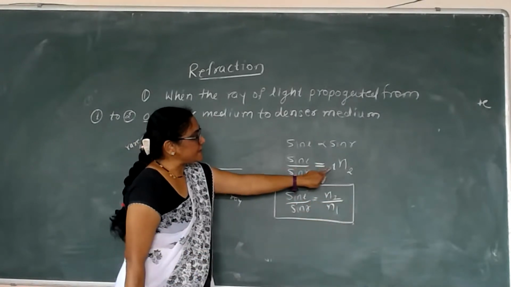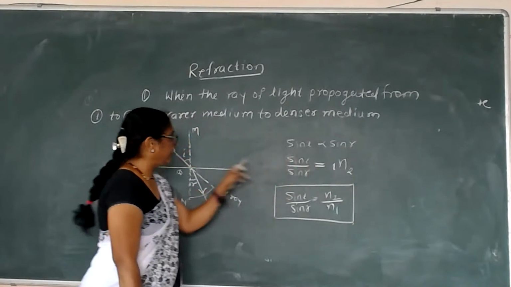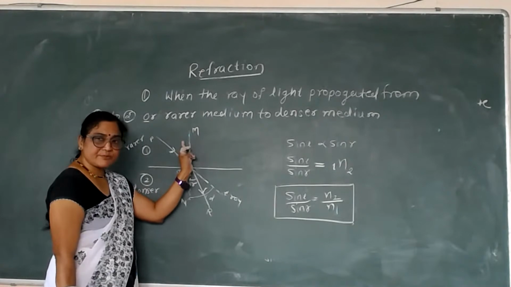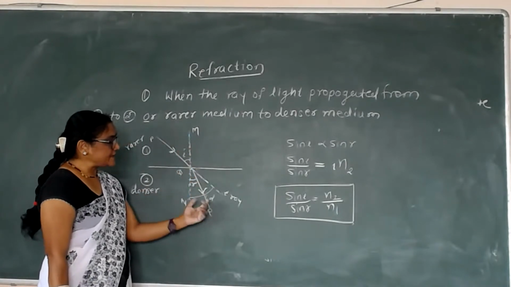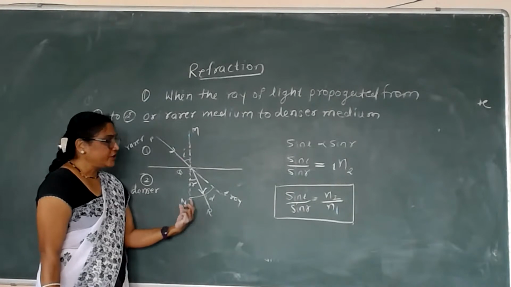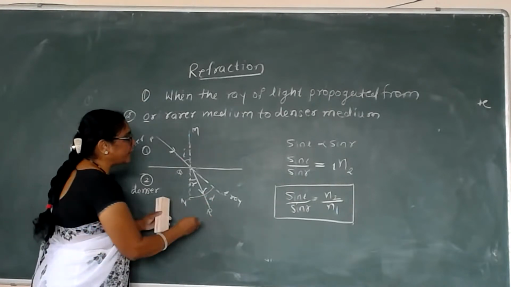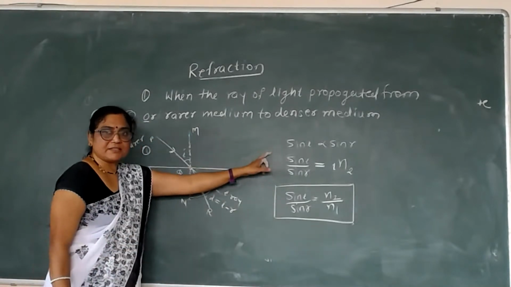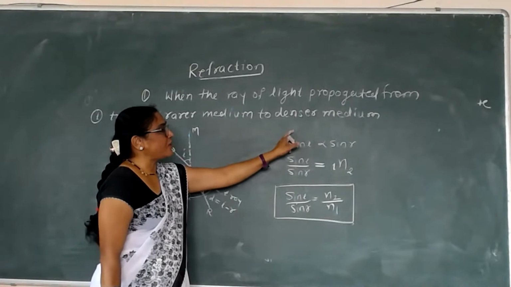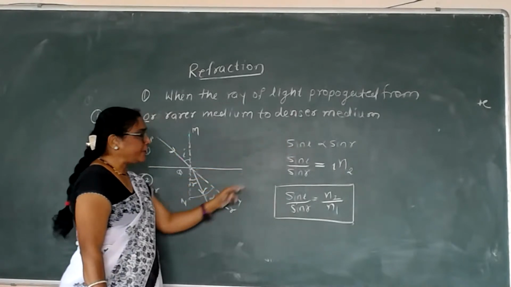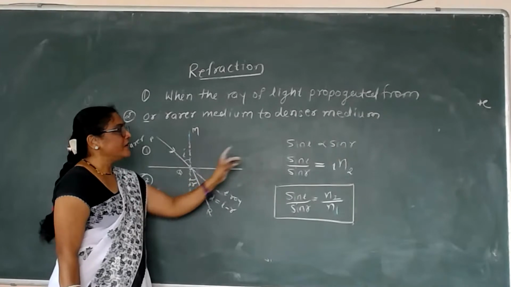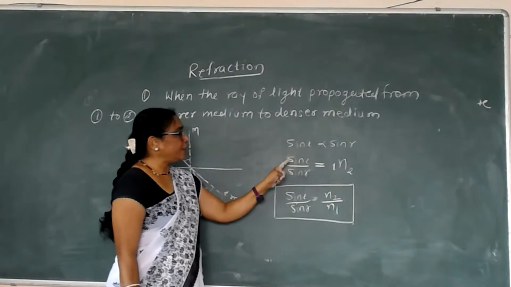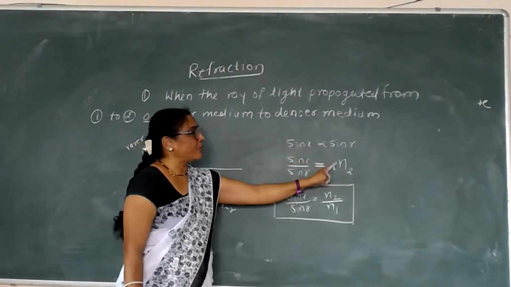When the ray of light passes from the first medium to the second medium, and it propagates from rarer to denser, it bends towards the normal. Therefore, in this, the deviation is equal to I minus R. According to Snell's law, when we apply it for this figure, sin I is directly proportional to sin R. Therefore, sin I by sin R is equal to a constant here.